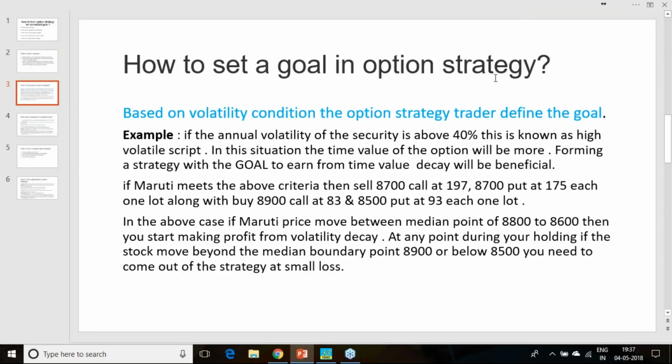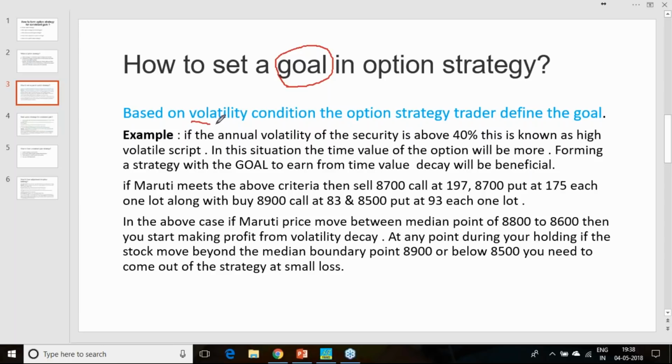Then how to set a goal? Before I initiate a trade, I must set a goal. Why am I initiating this trade? What is the objective of this trade? What is the need of this trade? And what is the parameter which has helped me to take that particular call? So while forming this option strategy, you must have a goal in place. Here, there are many ways you can put it.